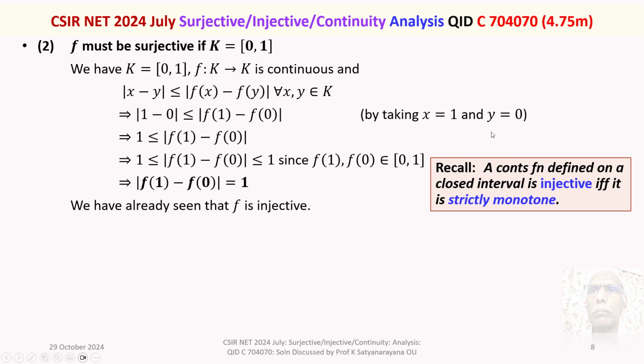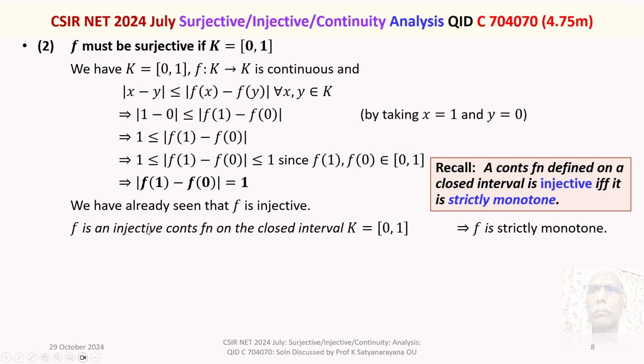This is continuous. It is also injective. A continuous function is injective if and only if it is strictly monotone. So f is continuous, defined on the closed interval, and it is injective. F is an injective continuous function on the closed interval K equal to the closed interval 0 to 1. Therefore, by this result, f is strictly monotone.